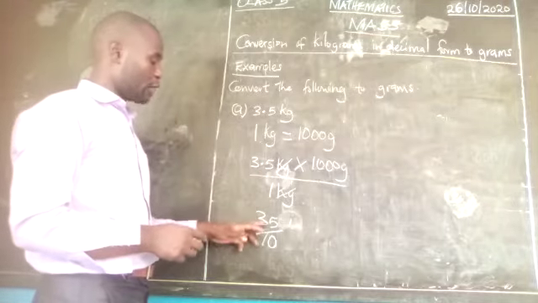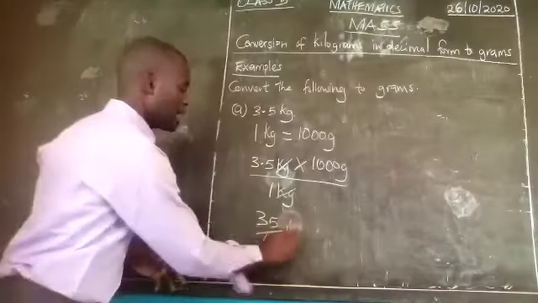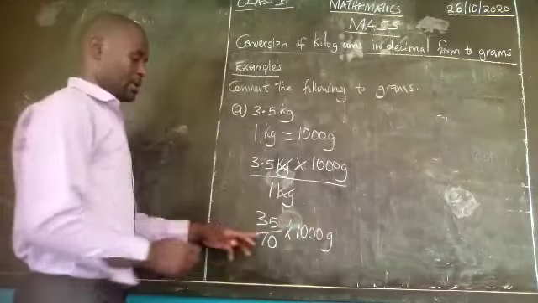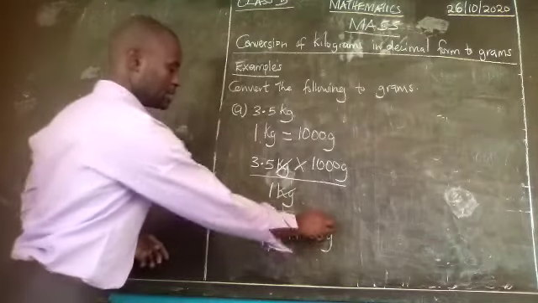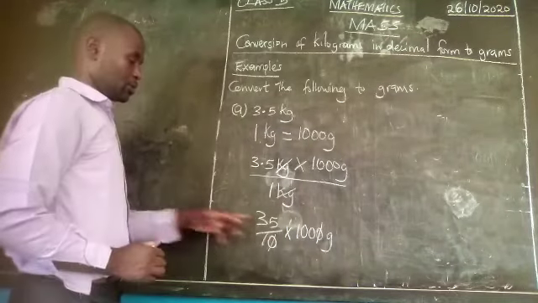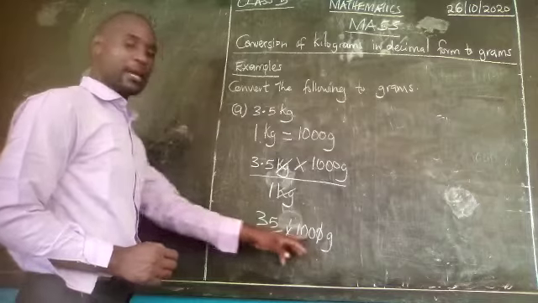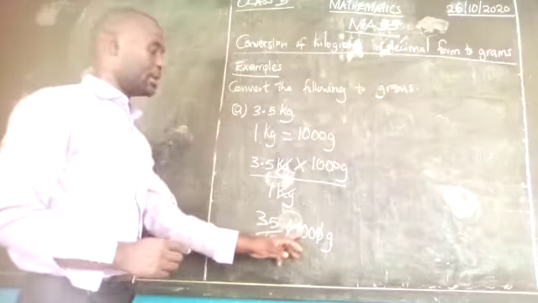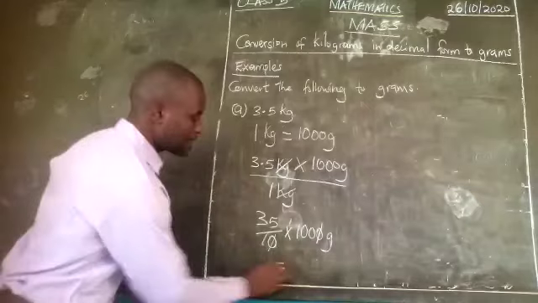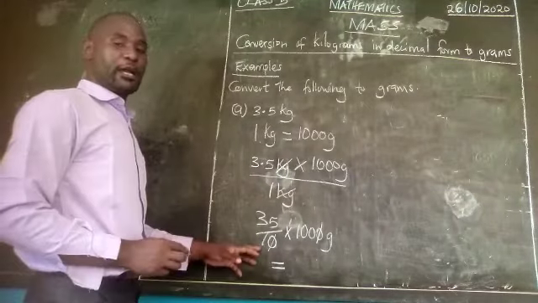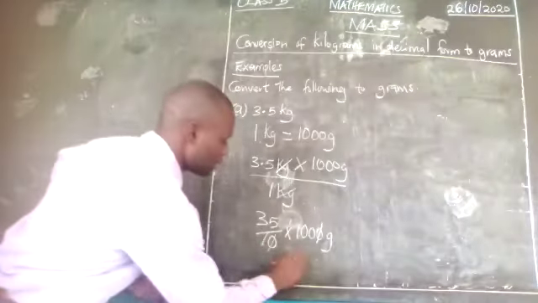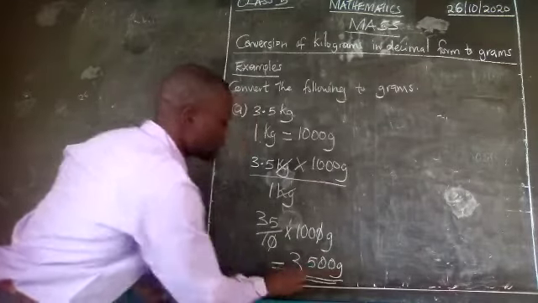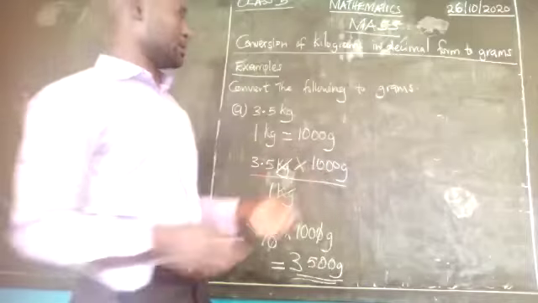So it will be 35 over 10 multiplied by 1000 grams. Here 0 and 0 will cancel, so that you remain with 35 multiplied by 100. What is 35 multiplied by 100? This one will give us 3500 grams. So it will be 3500 grams.